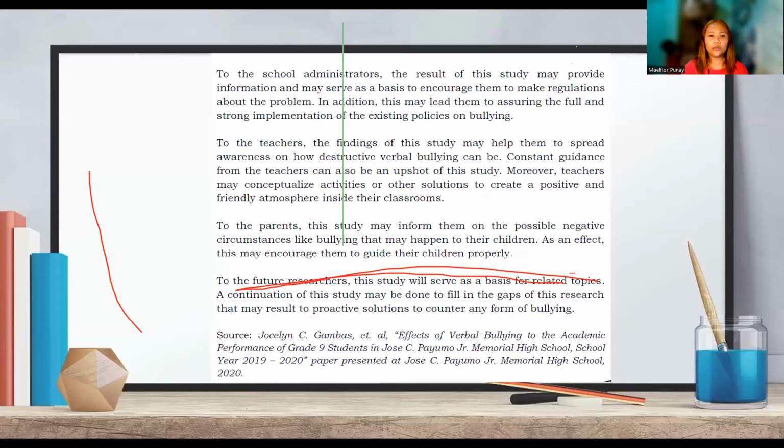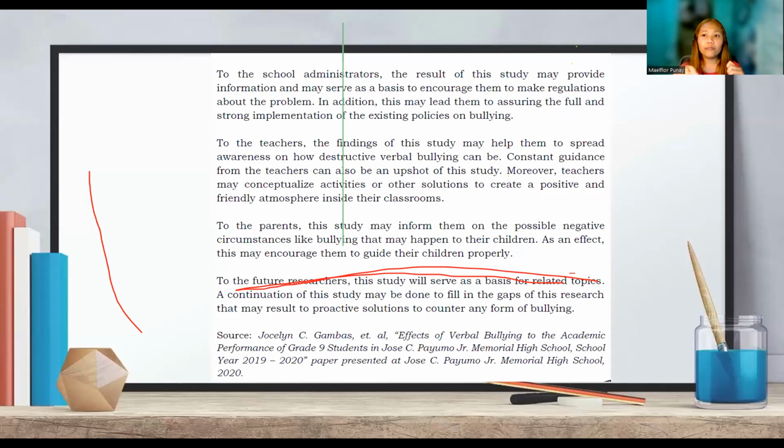So after that one, to the parents, and then last is of course ang pinaka-last good nga ibutang is to the future researchers. So this study will serve as a basis for related topics. A continuation of the study may be done to fill in the gaps of the research that may result to proactive solutions to counter any form of bullying. So in this case, ang pinaka-last good nga ibutang sa significance of the study is the future researchers.